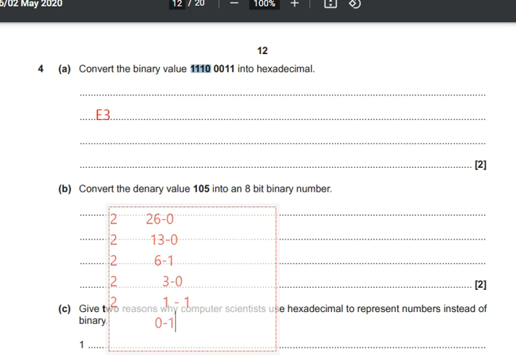Now we will collect these remainders from bottom to top. So what we are going to get is 1101001, and this is 1 2 3 4 5 6 7 digits, so we will put a 0 in front. So this is the value that we have after converting the number into the corresponding binary number.